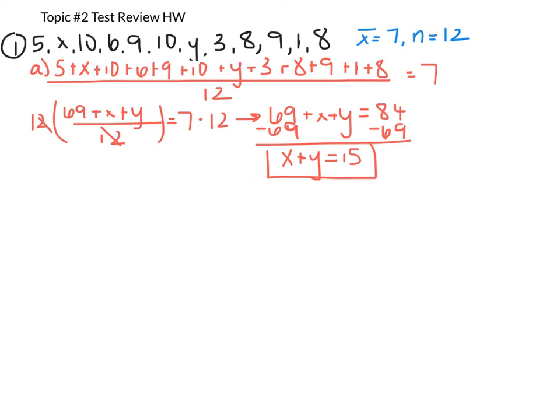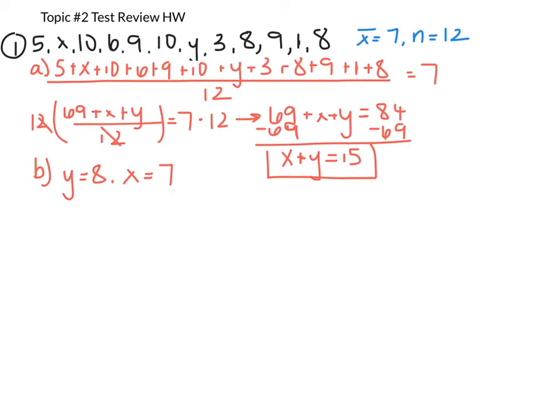Now we're going to use that to do part B, which asks: given that the mode of the numbers is 8 and x is less than y, find the values of x and y. If the mode is 8, we know that one shows up the most, so one of these has to be an 8. If x is less than y, then I'm going to let y equal 8. 15 minus 8 is 7, so x equals 7, using the relationship we just found.